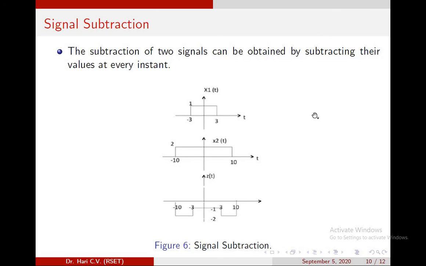The signal subtraction is obtained by subtracting the values at every instant. x1 of t and x2 of t are shown in the figure. The signal z of t, which is obtained by x1 of t minus x2 of t, which means it is subtracted at every instant.